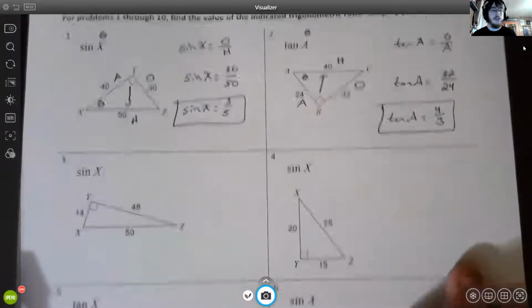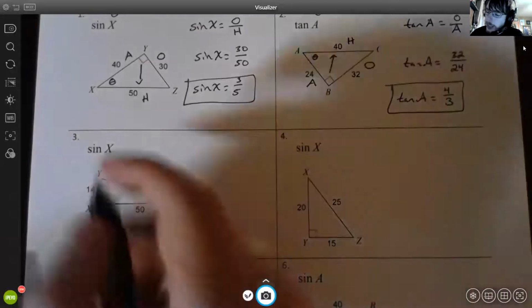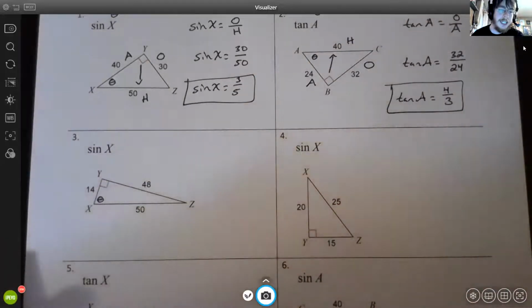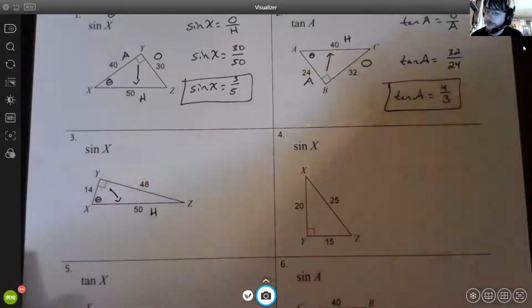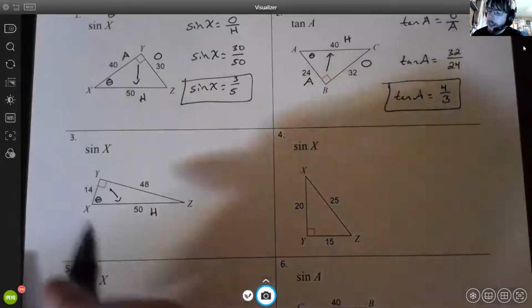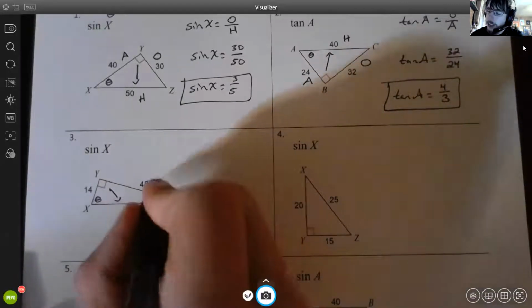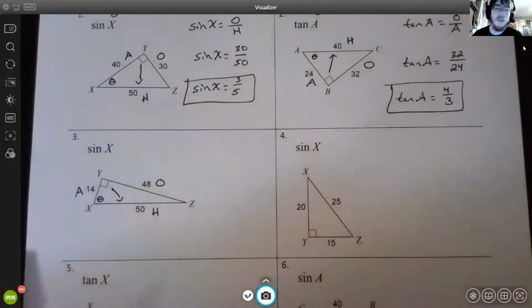Number 3 says sine of x. So our theta is x. Our hypotenuse in this case is 50. It's opposite the right angle. The opposite side is the side that does not touch theta. And in this case, 14 does, but 48 does not. So 48 is our opposite side, which makes 14 our adjacent side.